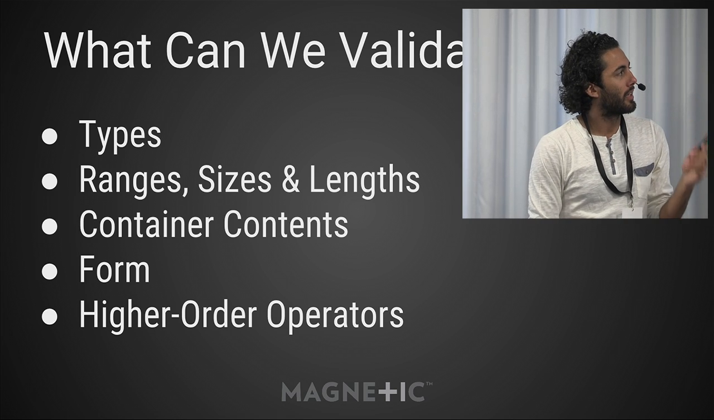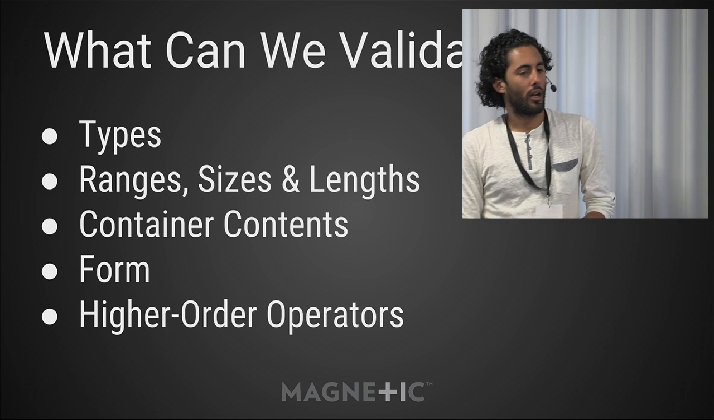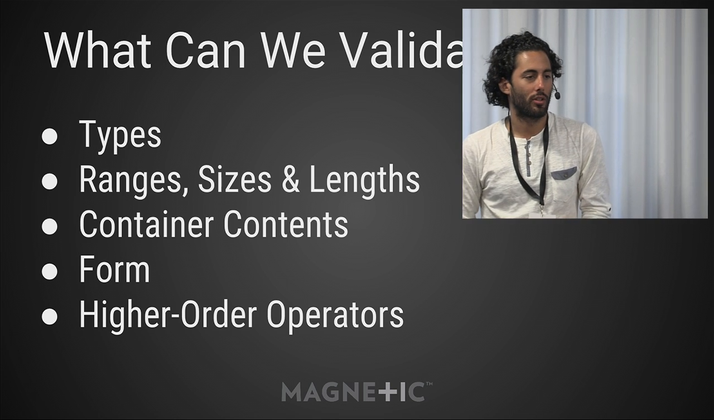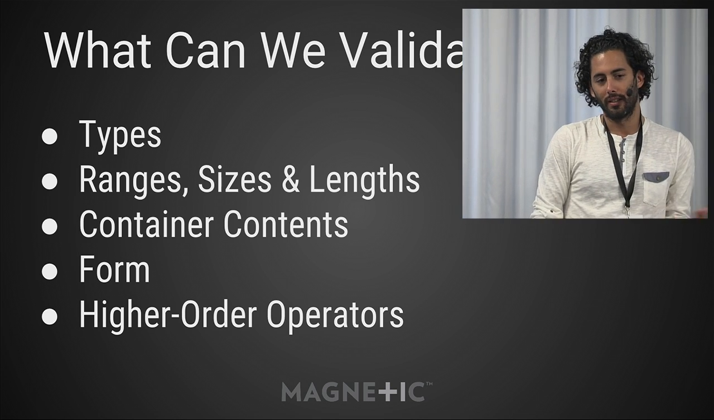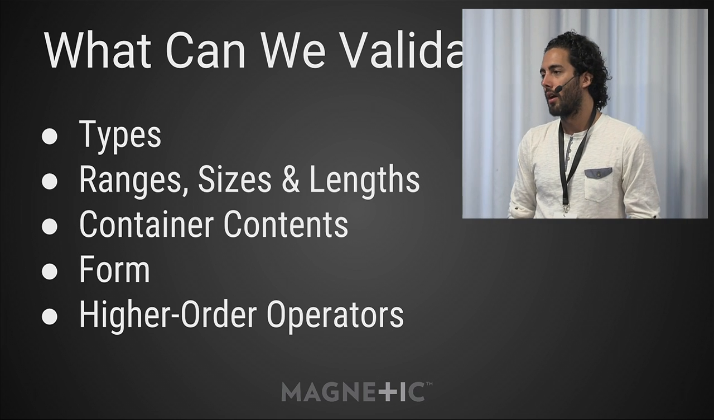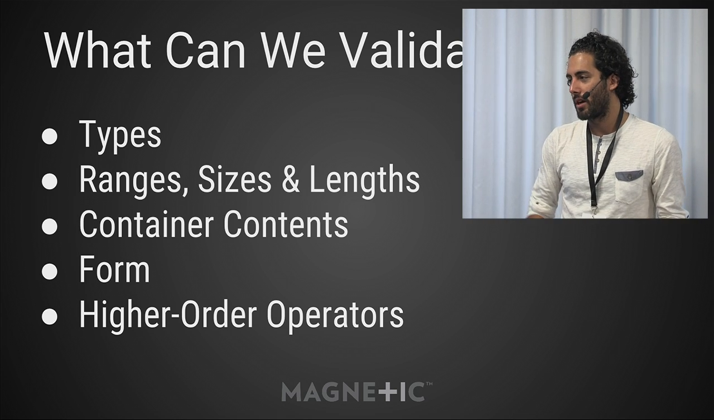You can validate that those instances are of particular lengths. So you can say an array has to have at least this many elements, or at most this many elements. A string has to be at least this long, or at most this long. An integer has to be at least this amount, or at most this amount.